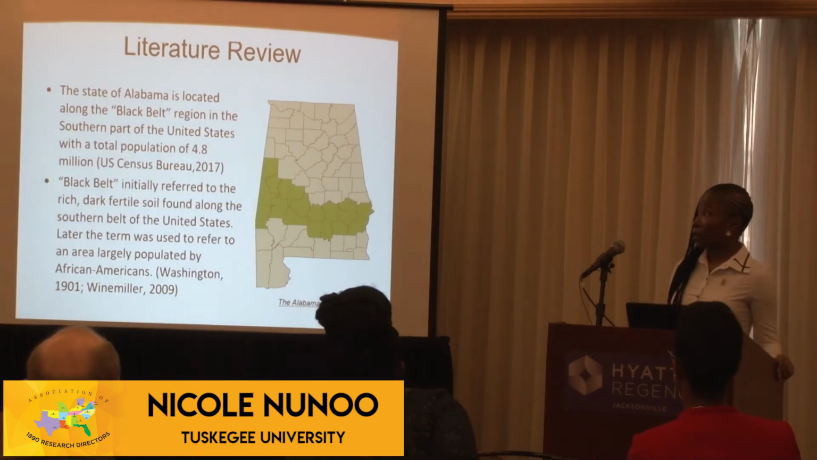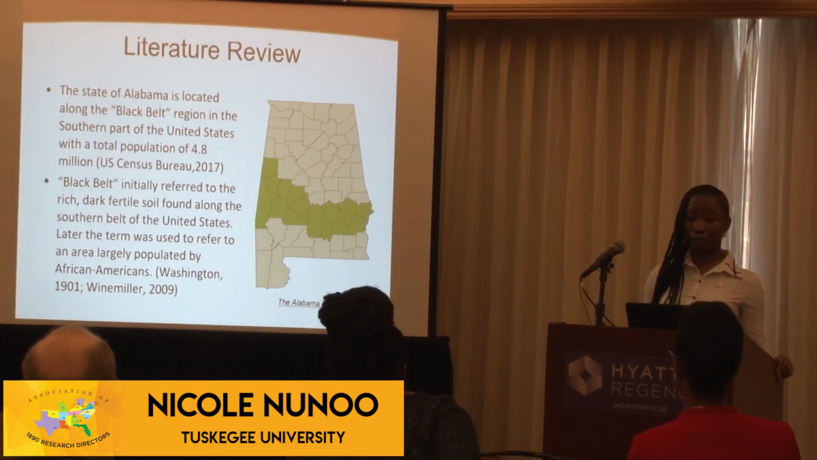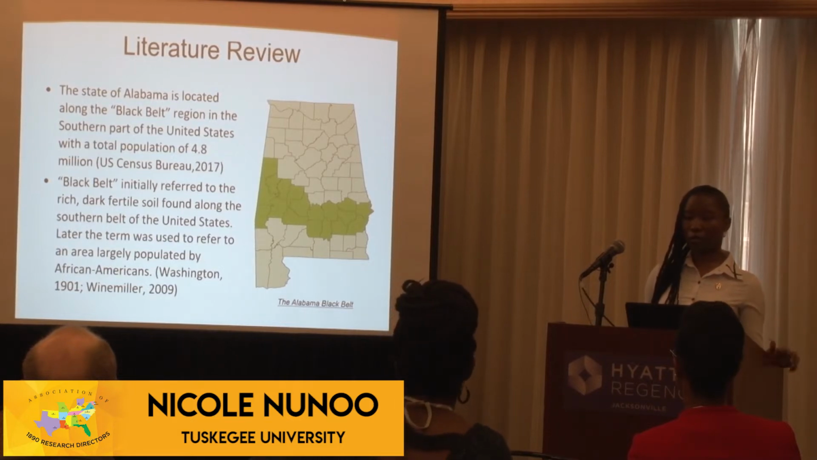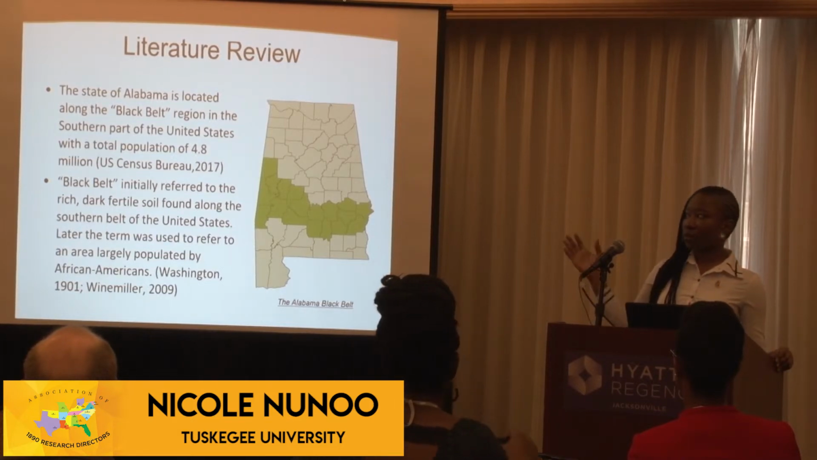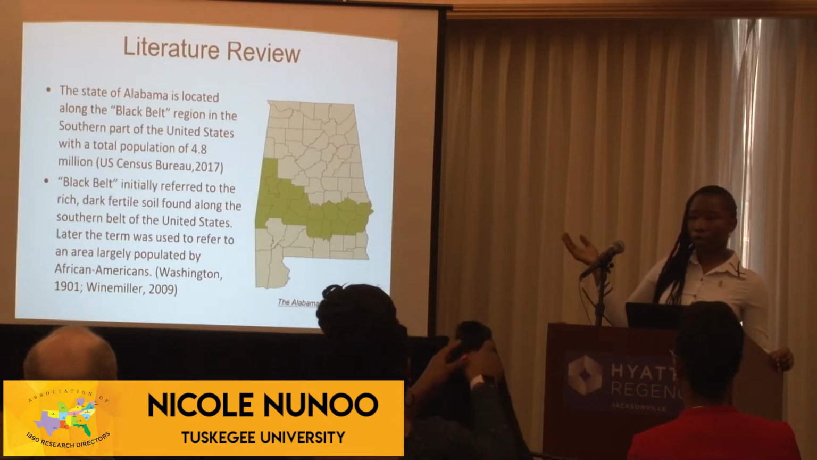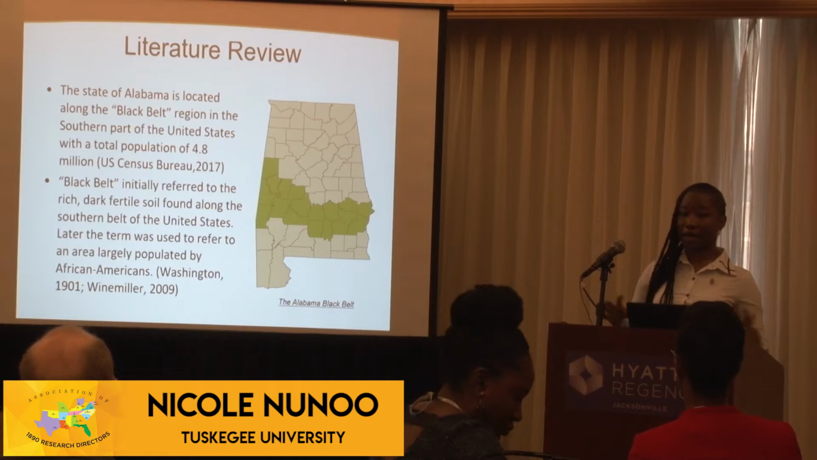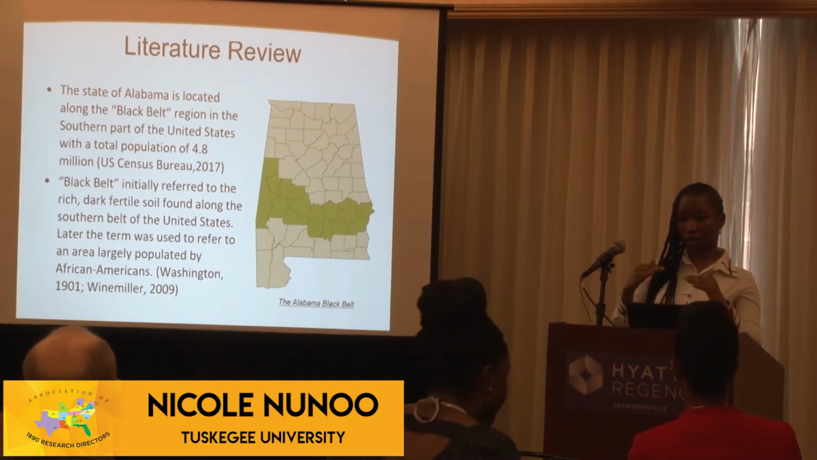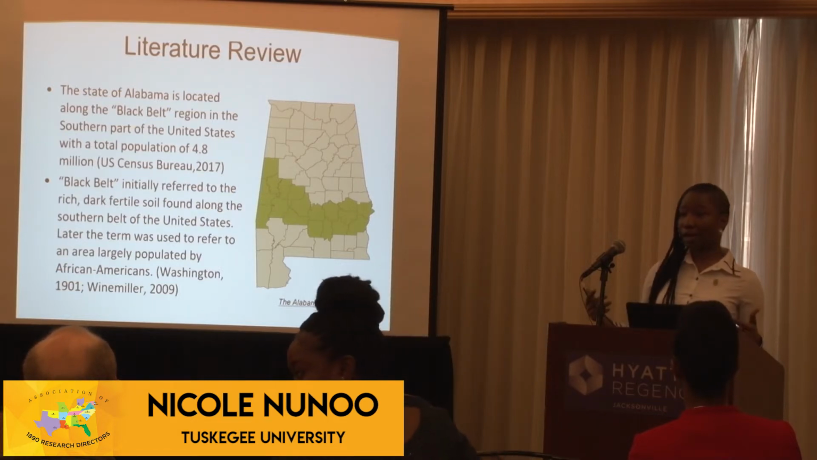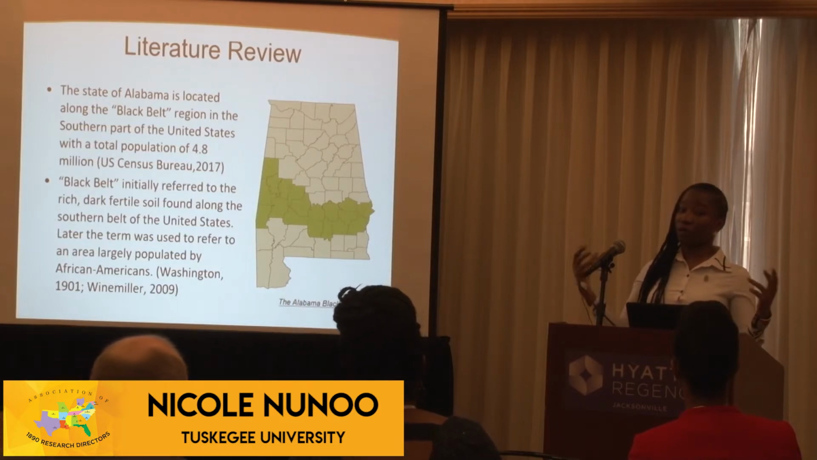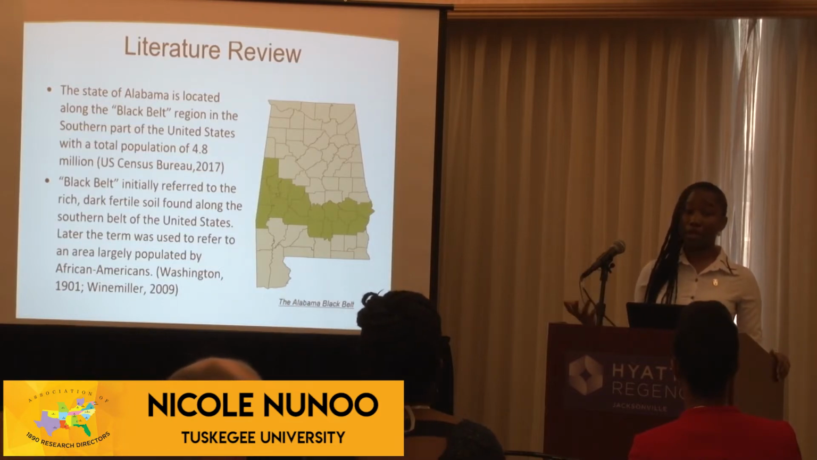Now, the state of Alabama is along the Black Belt region in the southern parts of the United States, with a population of 4.8 million. Now, why do we term it the Black Belt? The Black Belt was originally known for its fertile land, or the soil that was found along the south. But with time, it was used as a term to connote a place where most of the people were African American.